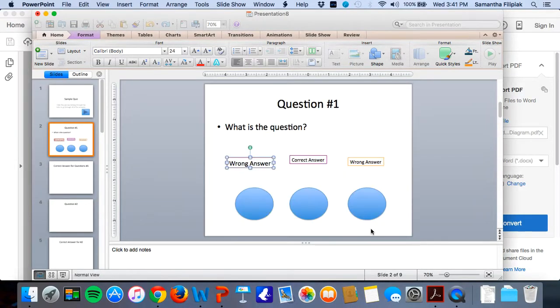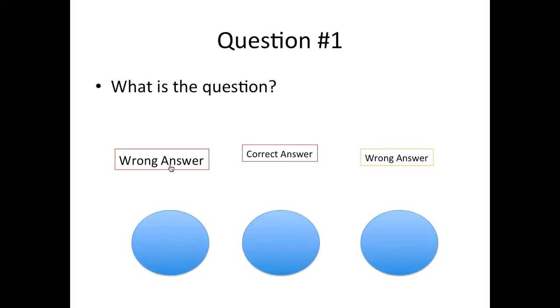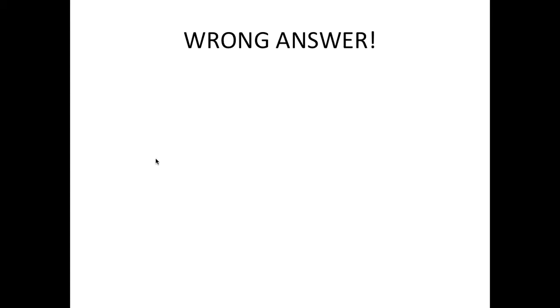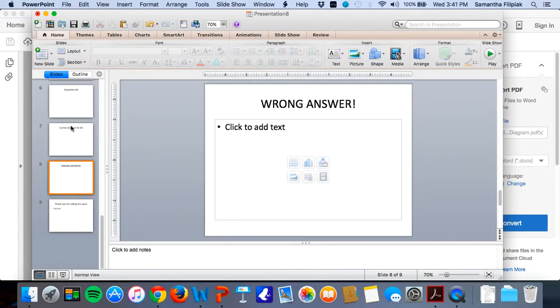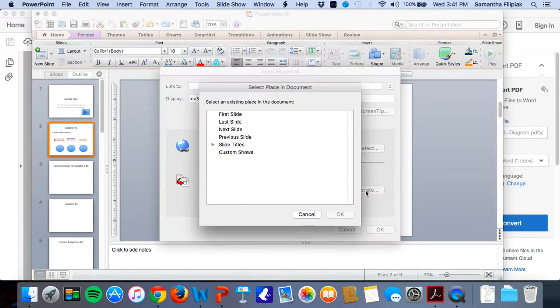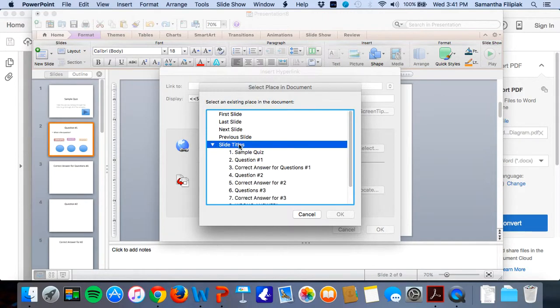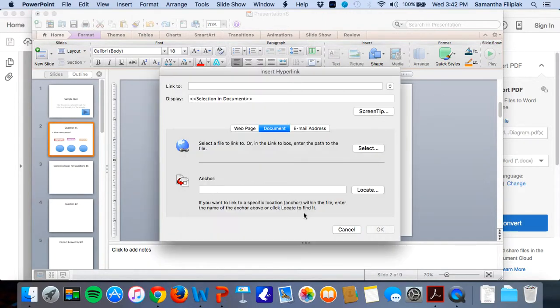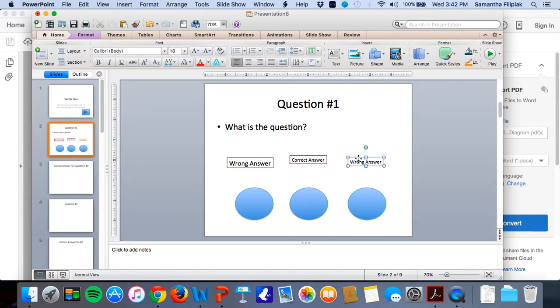So that way, when I actually click on the text, notice if I hover over it, see how my finger pops up. If I click on it, it takes me to the wrong answer slide, and we'll fix that in a second. I'm going to do the same sort of thing. Remember, you could use Command K if you're on a Mac, or Control K if you're on a PC. Let's do the one for the wrong answer.